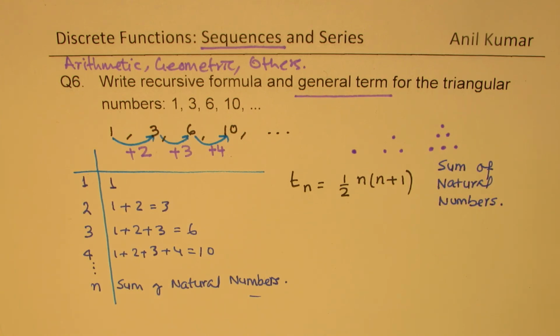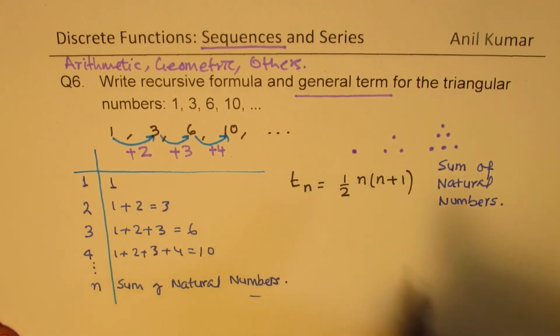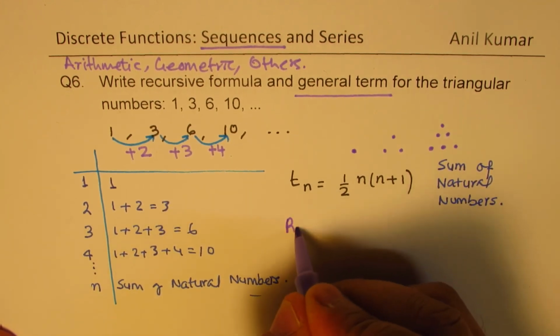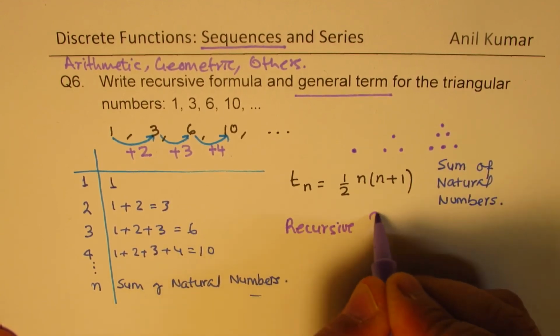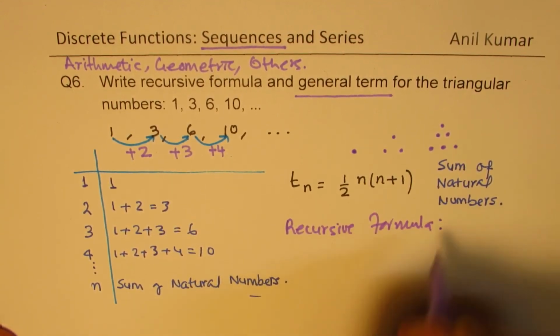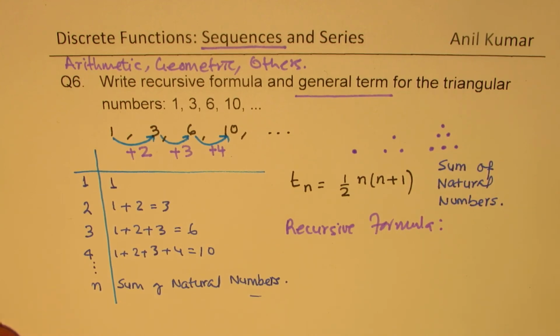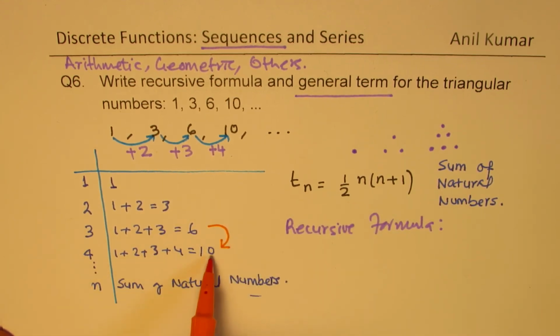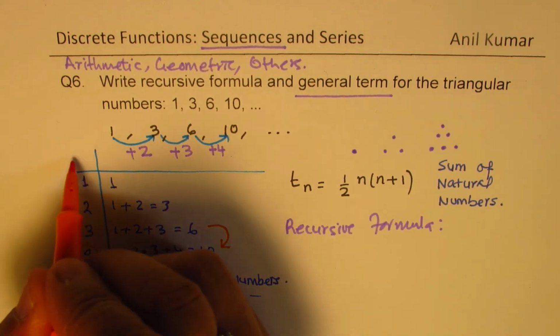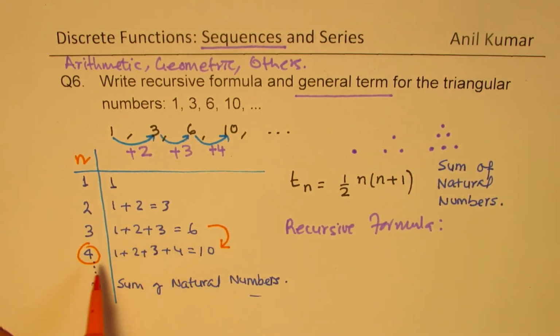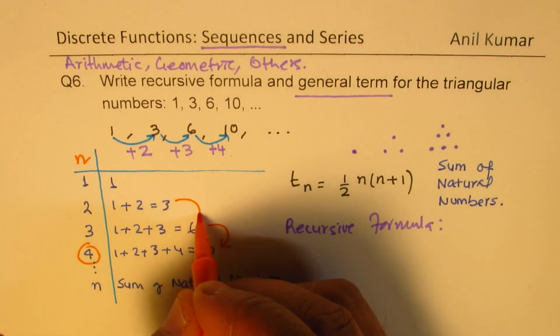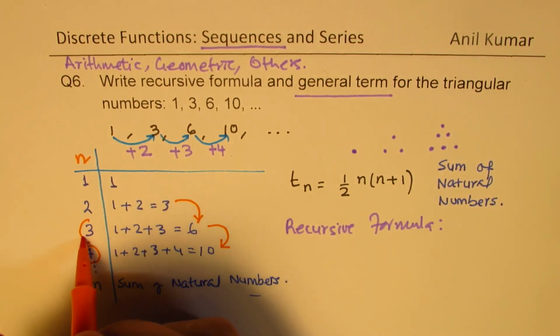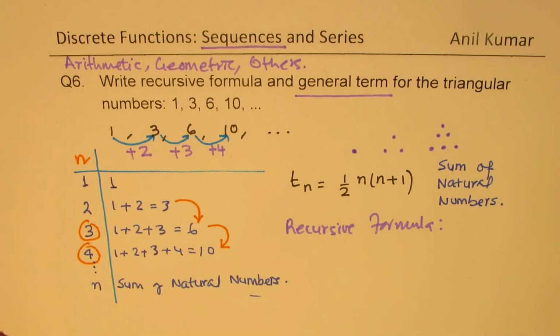Right? Now, how do we get the recursive formula? You have to figure that out. Let's see that. That is to say, we have to see how we get 10 from 6. If we know 6, how do we get 10? We are adding this number 4, which is our term number n. Do you get the idea? How do we get 6 from 3? We are adding 3, right? Which is n. So that is how you get it.